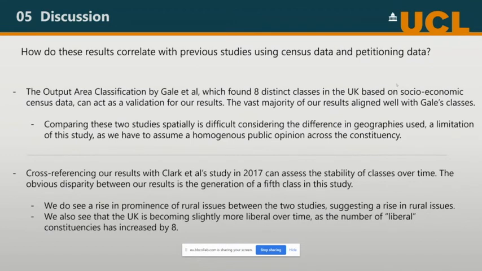And that would suggest that more topics are being inputted into the petition database over time, as you would expect, and that's creating a different type of public opinion that can be classed. We see a rise in the prominence of rural issues between the two studies, and we are also seeing that the UK is becoming more liberal over time. So the number of liberal constituencies, when cross-referencing with political allegiance, has increased by 8 over that time.